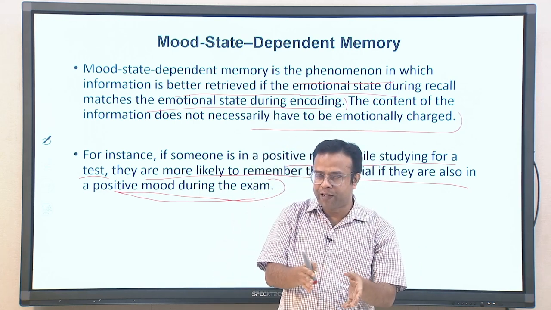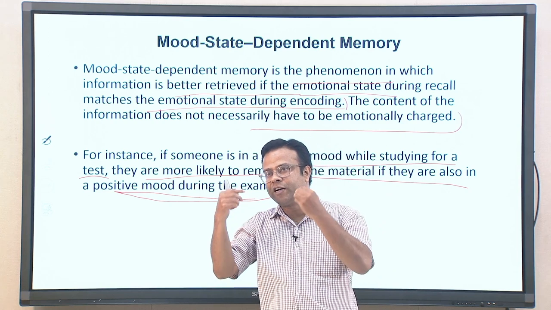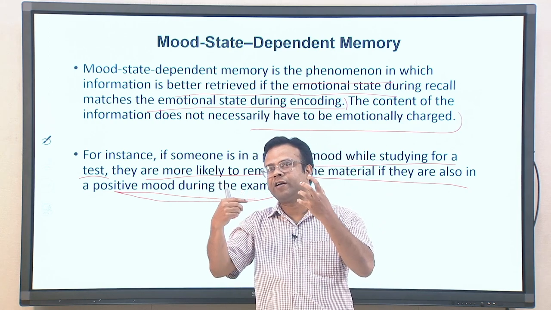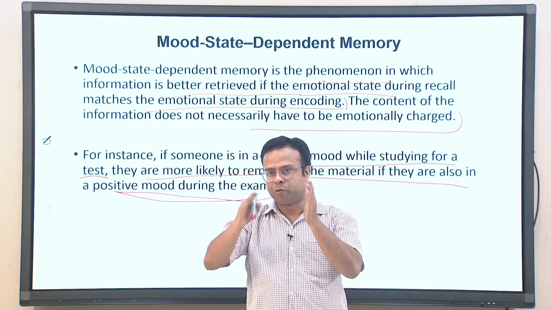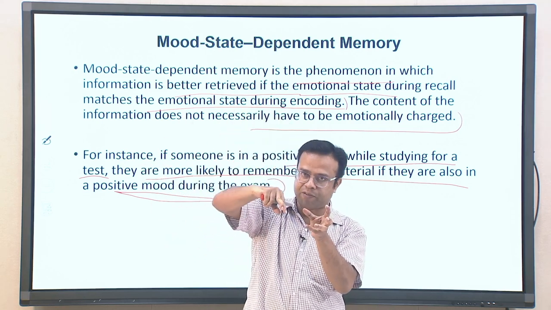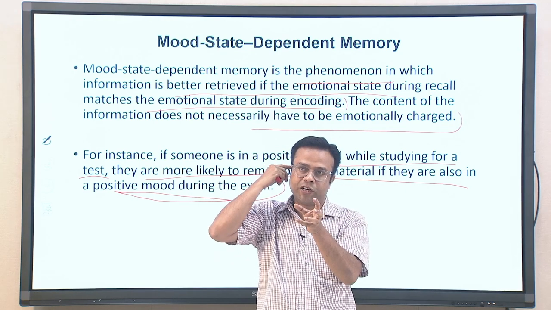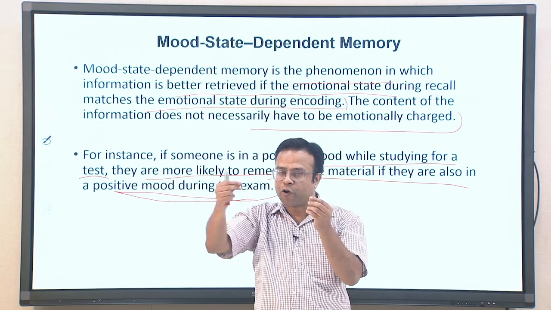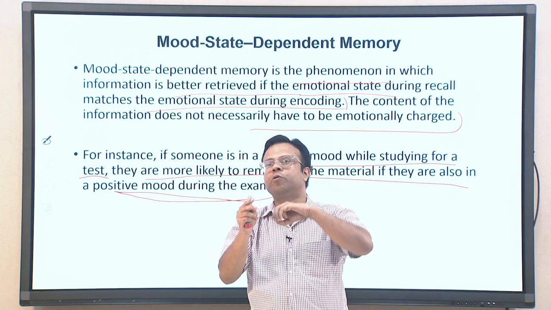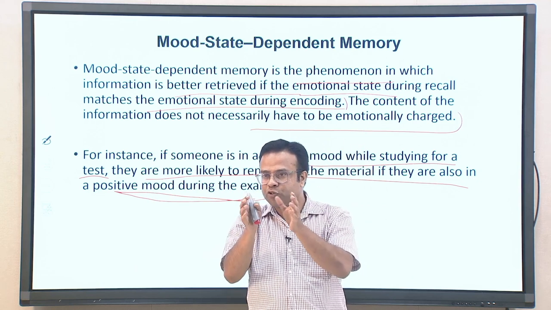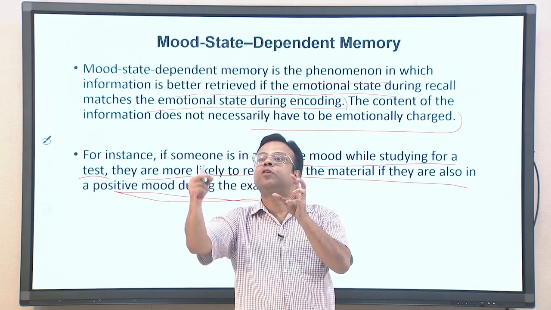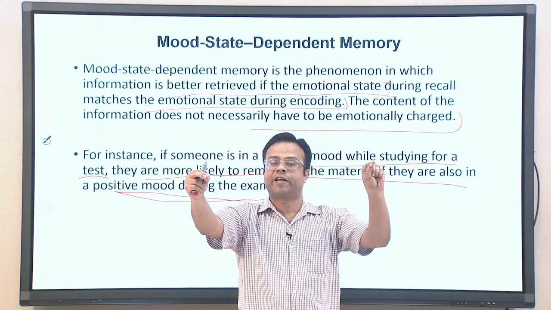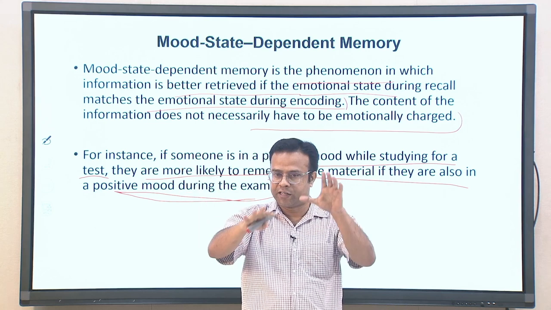In mood congruent memory, you tend to recall more material which is congruent to your present emotion. So, if you are happy, you are more likely to remember happy things. The present emotional state triggers something from the past which is congruent with it. The contents are generally emotional. Here the content could be anything. It depends only on what emotional state you encoded. So, you are more likely to remember that information when similar emotions are experienced later. So, that is the difference.